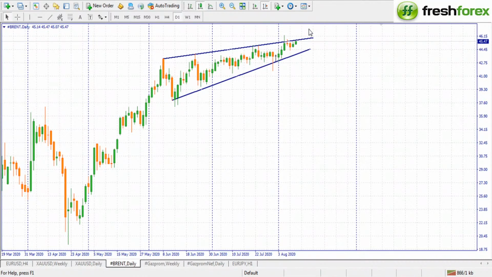That's what should happen. So if you're looking at this chart now, you should be looking for buy positions, especially if the price breaks beyond the upper trend line. If that does not happen, that is, if price does not break above the upper trend line, then we will be looking for sell positions. So that should be it for today.